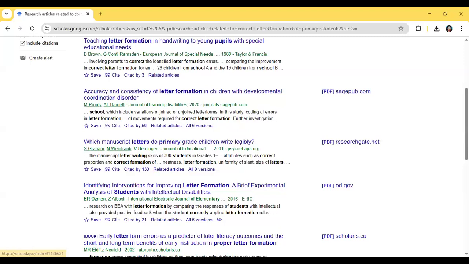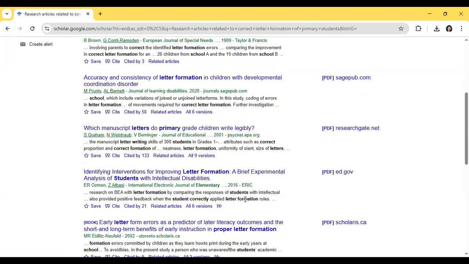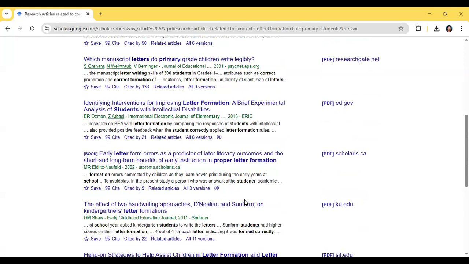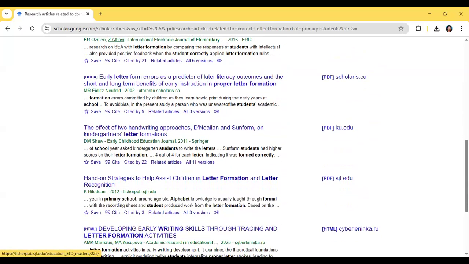Identifying interventions for improving letter formation is very much relevant to you. A brief experimental analysis of students with intellectual disabilities; or else you can select some of them though your children don't have disabilities. Early letter form errors as a predictor of later literacy outcomes and the short and long term benefits of early instruction in proper letter formation. You can take that one. The effect of two handwriting approaches. There are so many here.